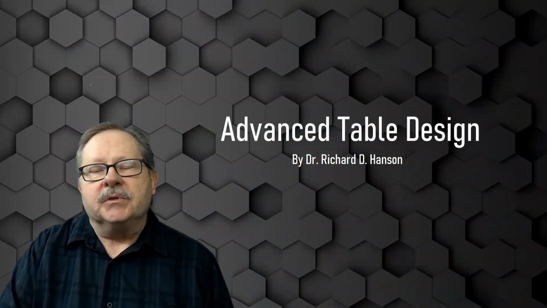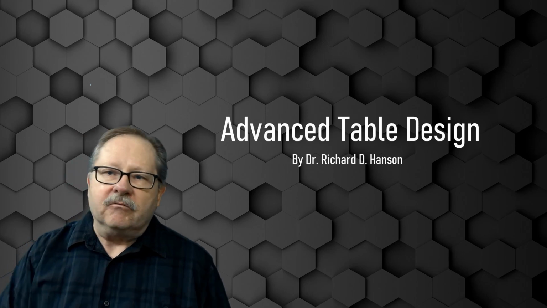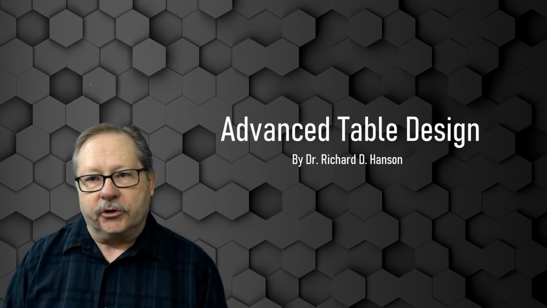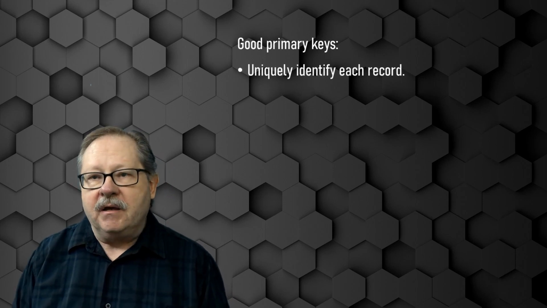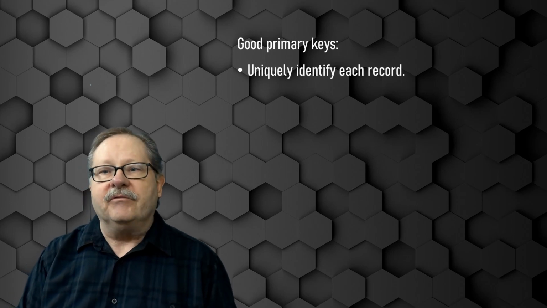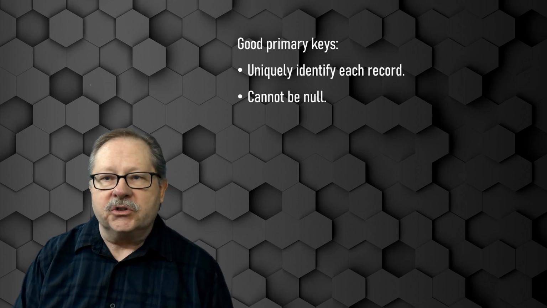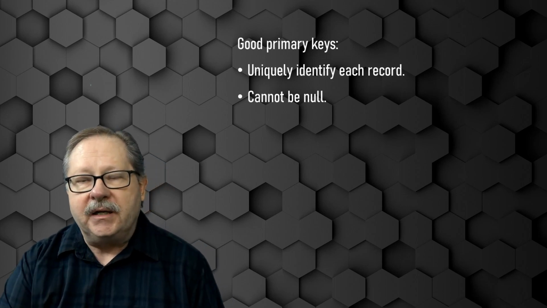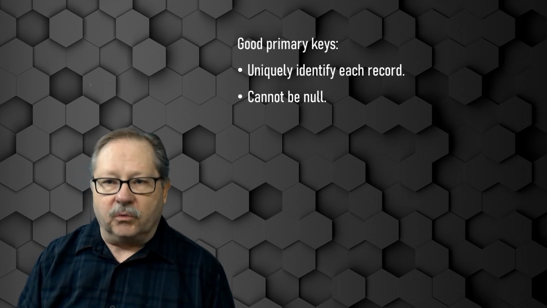So in advanced table design, what we talk about is setting up the tables so that they conform to a standard, such as third normal form. Well, part of second normal form is literally having a primary key. And of course, a good primary key satisfies the second normal form requirement of uniquely identifying each record. It also can't be null.